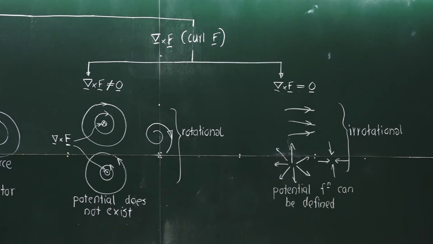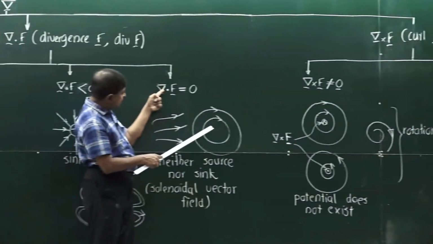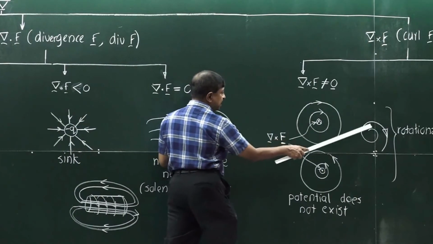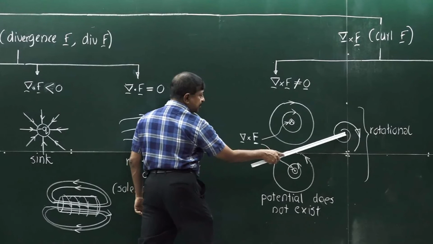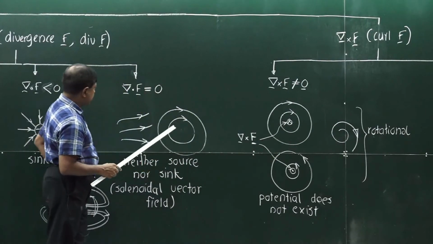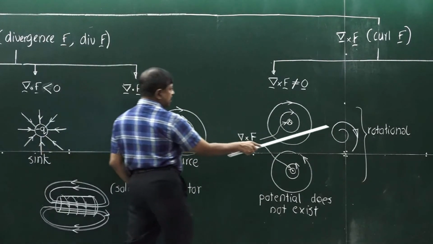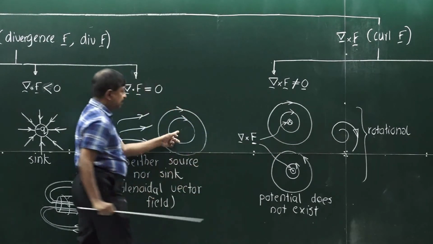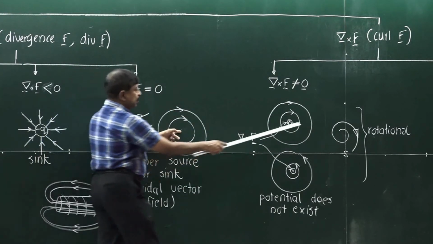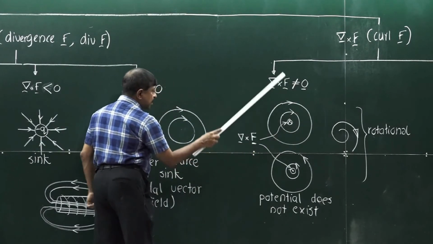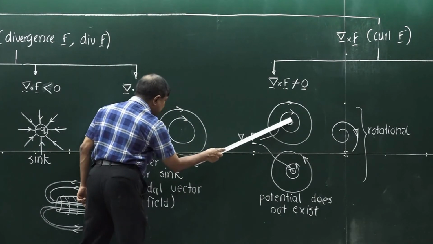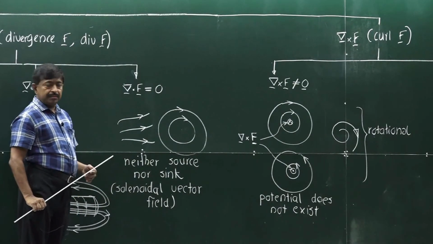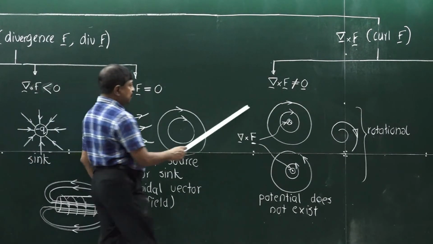So, for example, say div F is 0, but curl F is non-zero, then it is like this. Here curl F is non-zero, but in this case curl F is non-zero, div F is also non-zero here, right, not equal to 0. But in this case curl F is non-zero, but look here div F is 0. Okay.